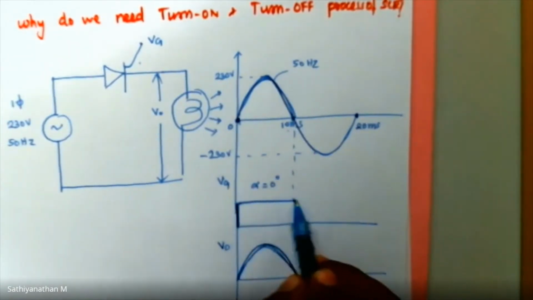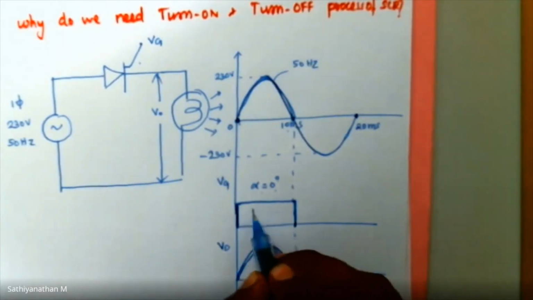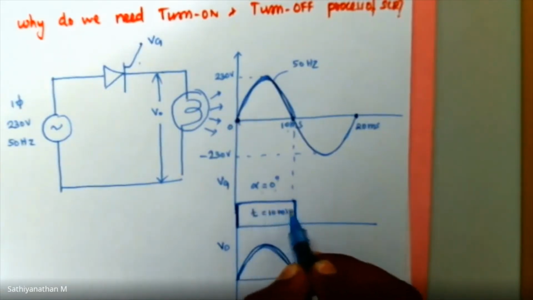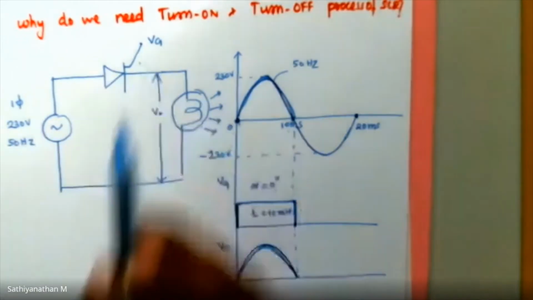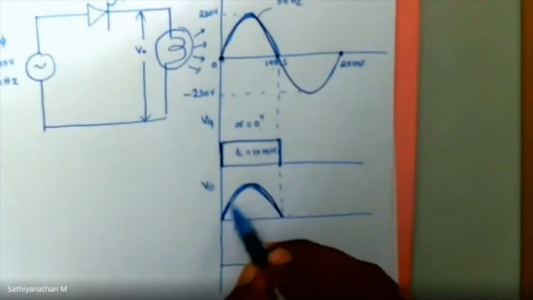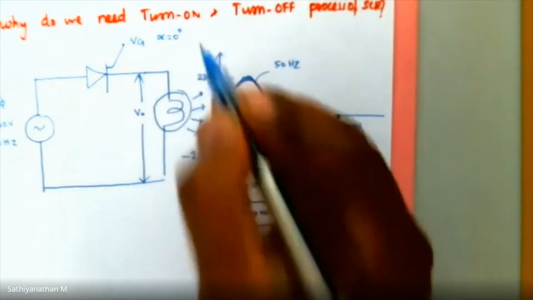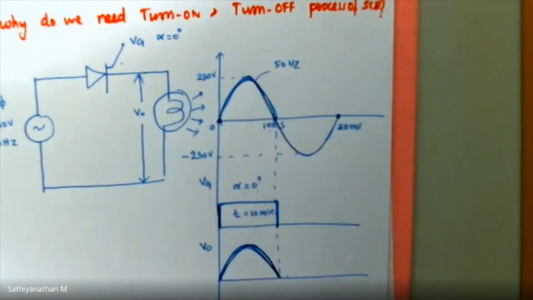So you have provided one pulse from alpha is equal to 0. During this time, your device will be in conduction. So for 10 millisecond time period, your SCR will be in conduction, and you will get the entire output. Okay, if you look at this waveform, it looks like what? A diode. A simple diode will perform this operation, right? When alpha is equal to 0, your firing angle or switching angle is 0, your SCR will act as a normal diode.